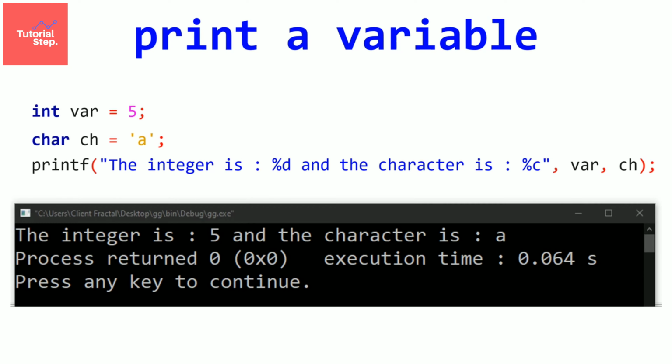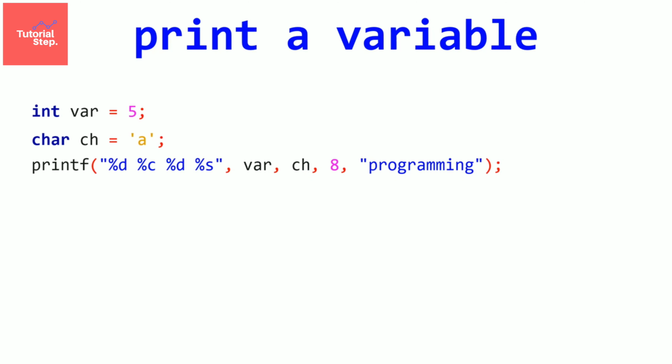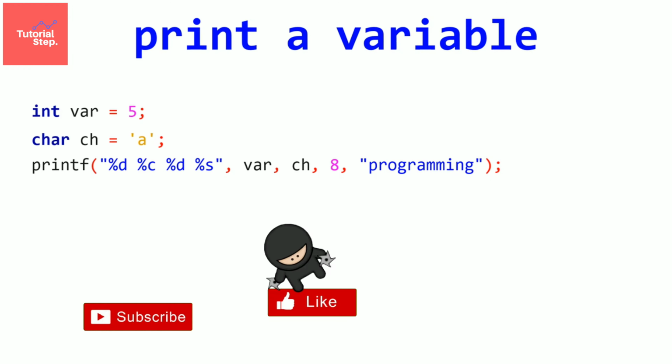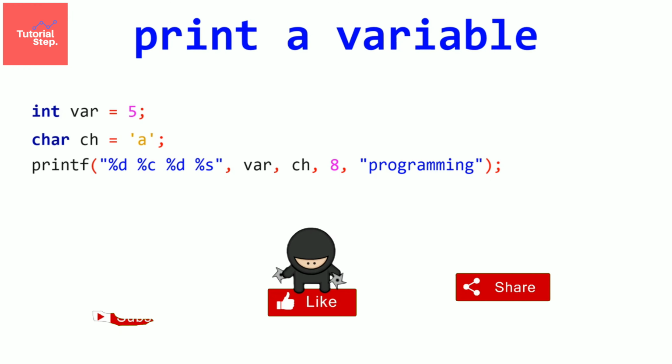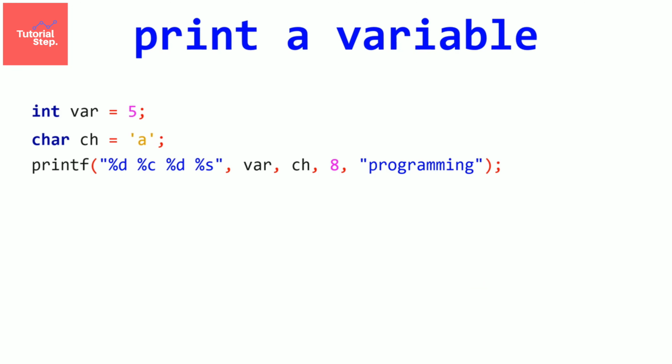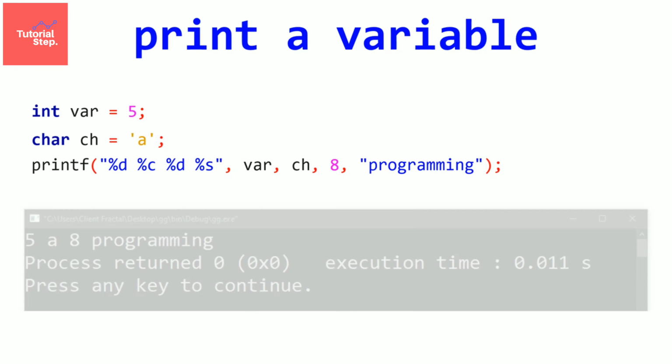You are not obliged to use a variable, you can directly set a value. Let's add format specifiers in our formatted string. Let's add a %d and a %s, for example. So now we have to add two values after our formatted string. We can put the value 8 for the int type, for example, and the value programming for the string. It has to be between double quotes, and we get this result.